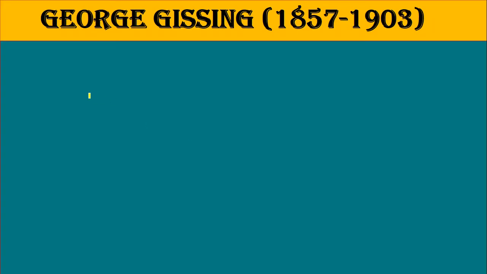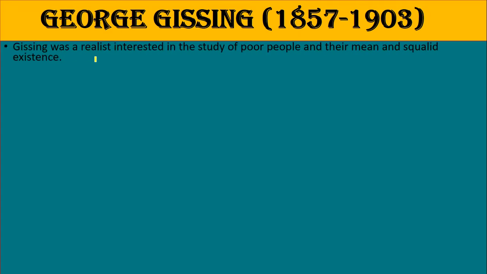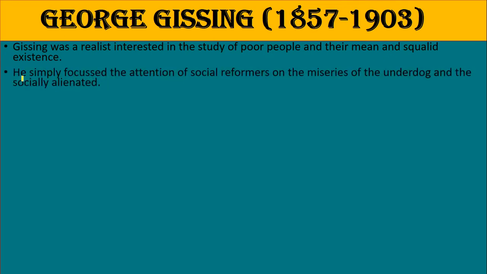Now we have to look at another minor novelist of the modern age, that is George Gissing. See, George Gissing was a realist interested in the study of poor people and their mean and squalid existence. He focused the attention of the social reformers on the miseries of the underdog and the socially alienated.